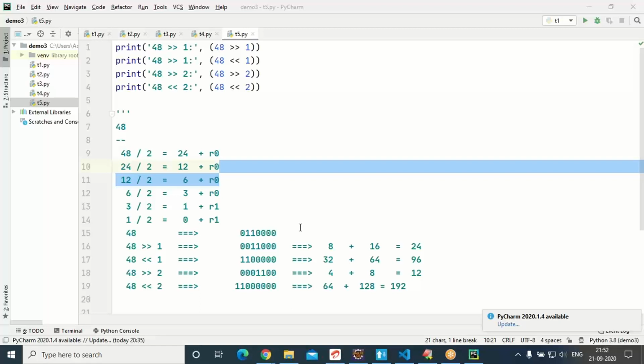Please remember, based on the results, we can get one pattern. Right shift by 1 is divided by 2 power 1, left shift by 1 is multiplied by 2 power 1, right shift by 2 is divided by 2 power 2, left shift by 2 is multiplied by 2 power 2.